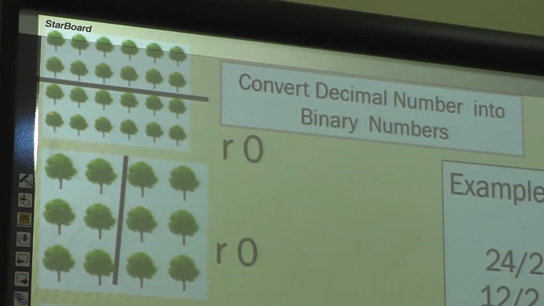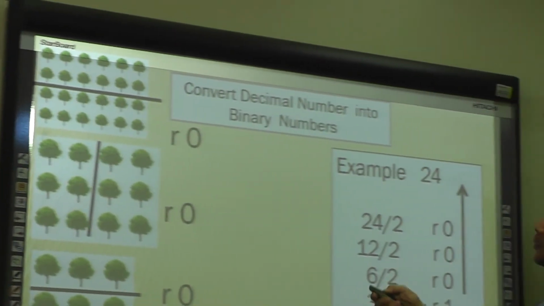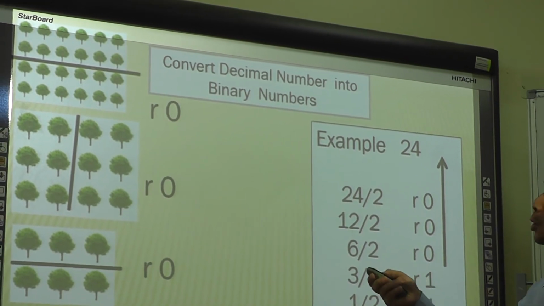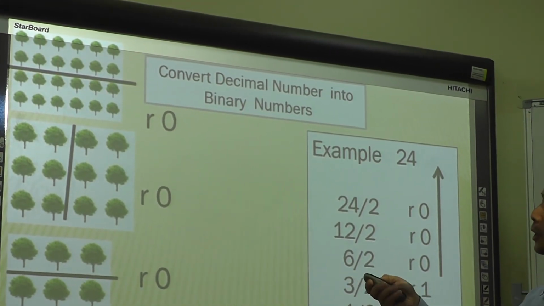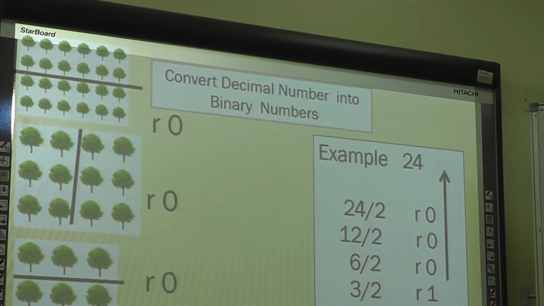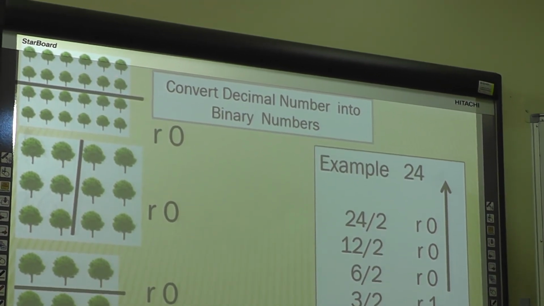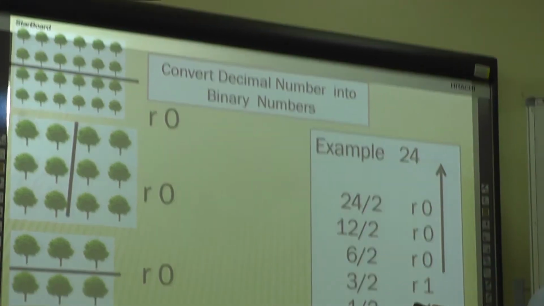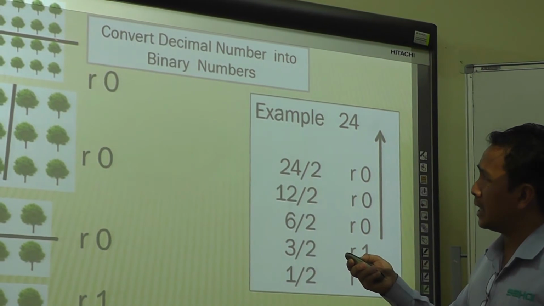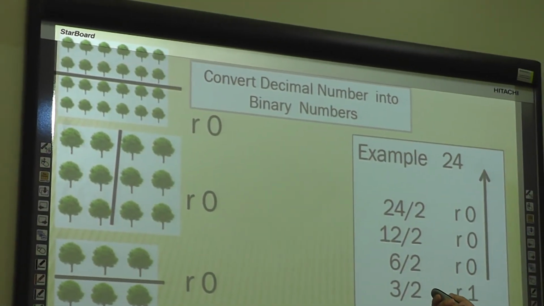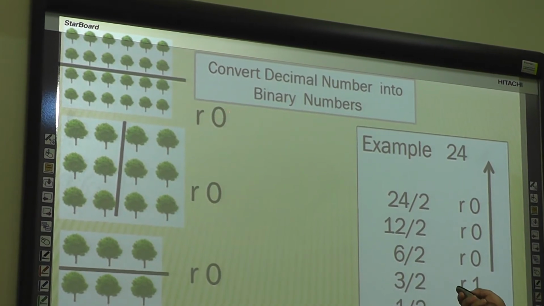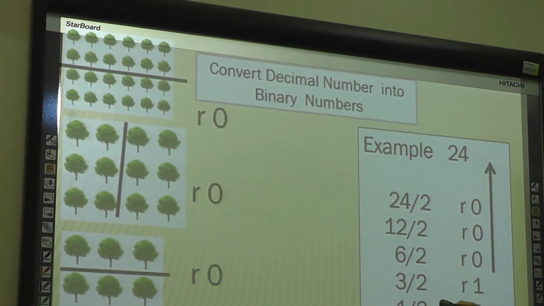So you will see here 24. 2 times 12 is 24. Divided by 2, I put a line in the middle. So what is the answer? The answer is 12. Do we have any remainder here? No. Correct. So I will simply write our remainder 0.